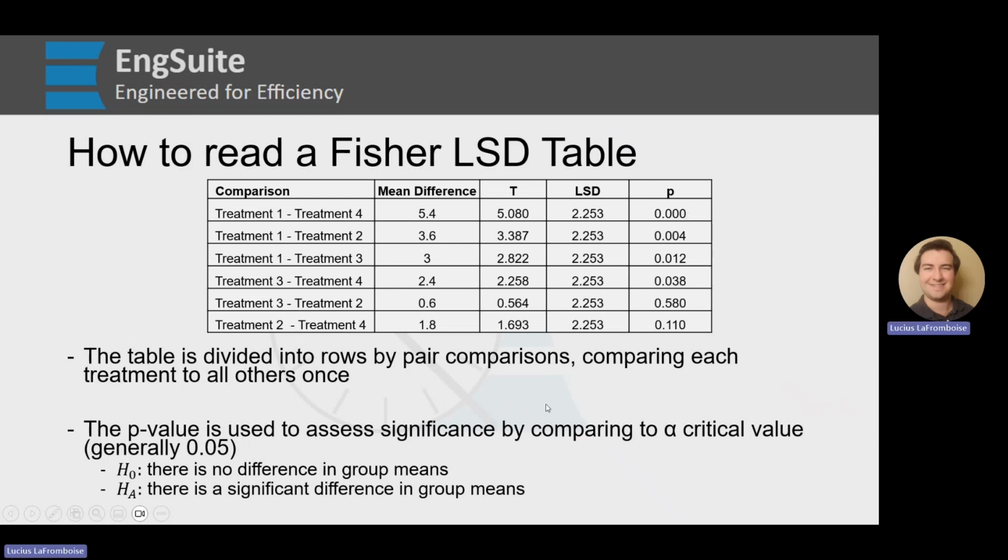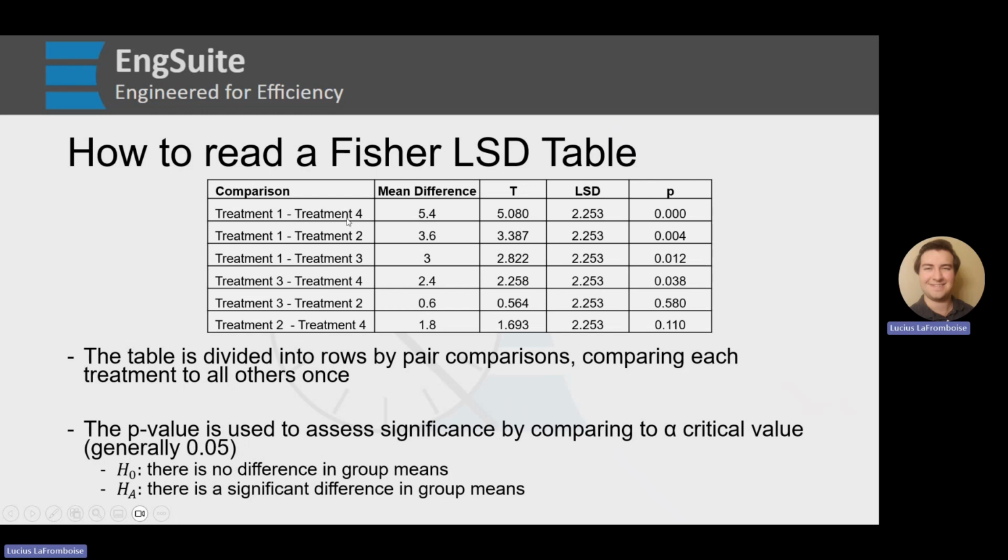Okay, so it's got a p-value. It's a hypothesis test. The Fisher LSD test performs, technically, an individual test for each of these. Each has the same null and alternative hypothesis: the null being that there is no difference in group means, and the alternative being that there is a significant difference in the group means.